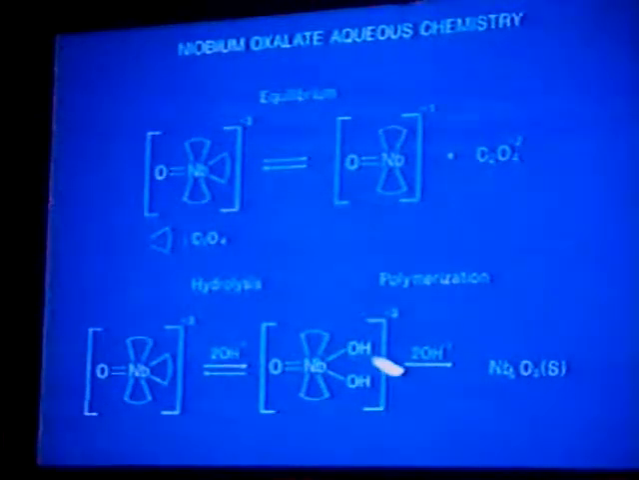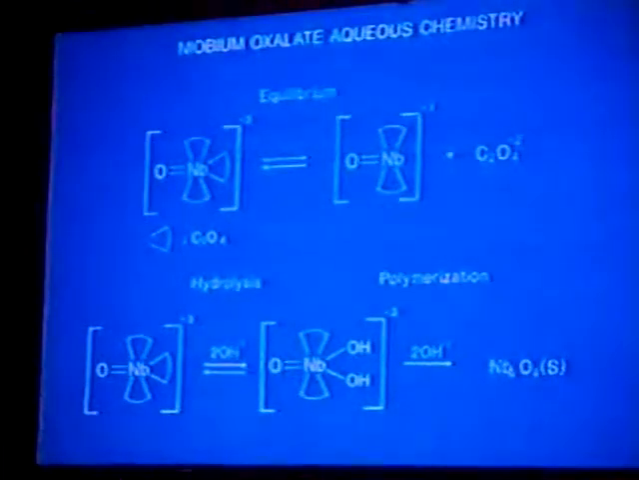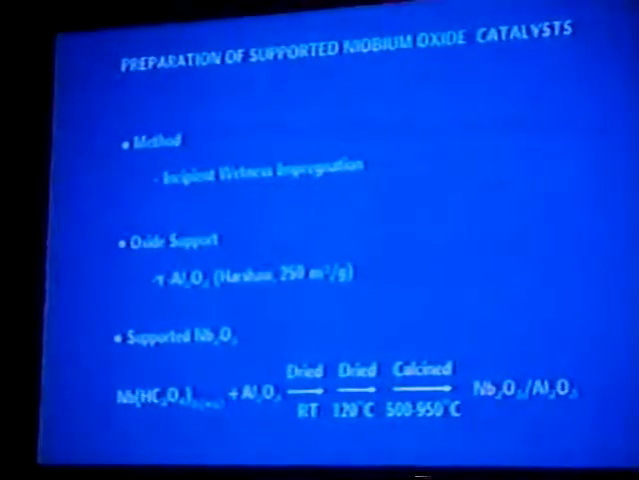Further adding hydroxide to the solution increases the pH, and this starts to form Nb2O5 crystallite. So we know the solubility and the stability of the niobium oxide in solution. Now we start to prepare the supported niobium oxide catalyst.